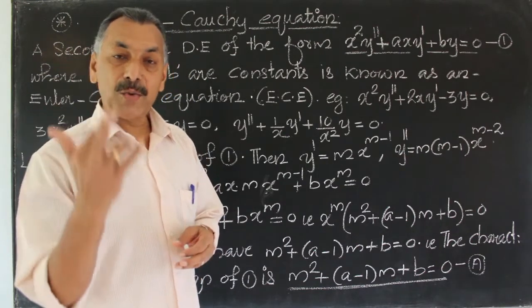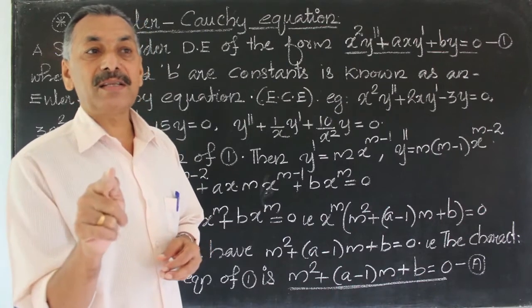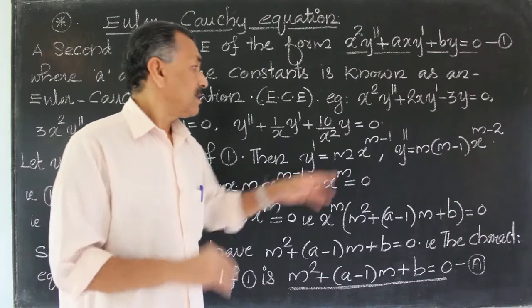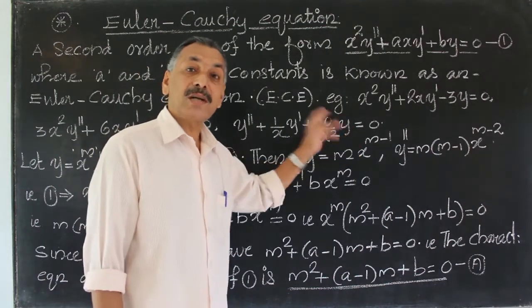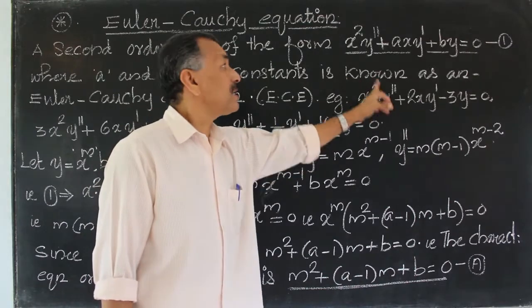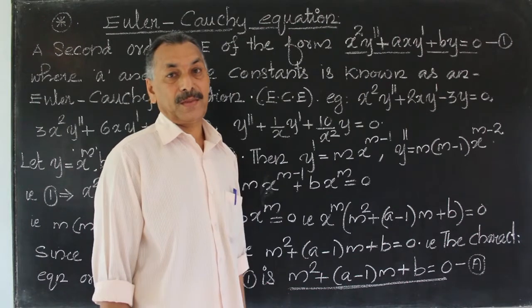The coefficient of y'' is x squared. Similarly, the coefficient of y' is a times x, and the coefficient of y is a constant. Hence, we form the equation x squared y'' plus a x y' plus b y is equal to 0.